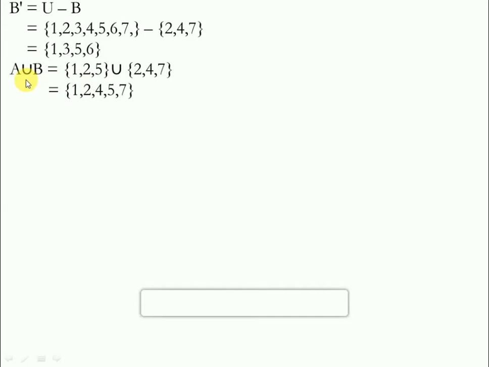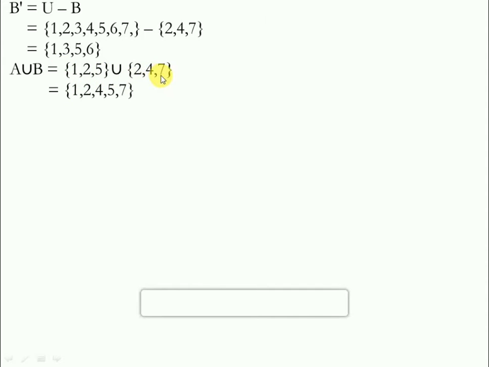Let us find A union B. To complete the justification, we have to find some terms earlier. In that consequence, we are finding A union B. We know A is 1 to 5 and B is {2, 4, 7}.